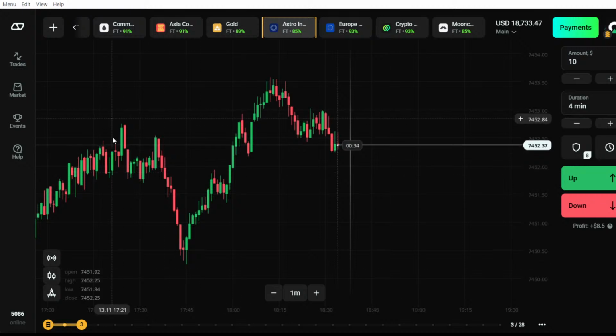If you check my screen, there is a tower we can see. There are 3 buttons. The third button is known as technical analysis.